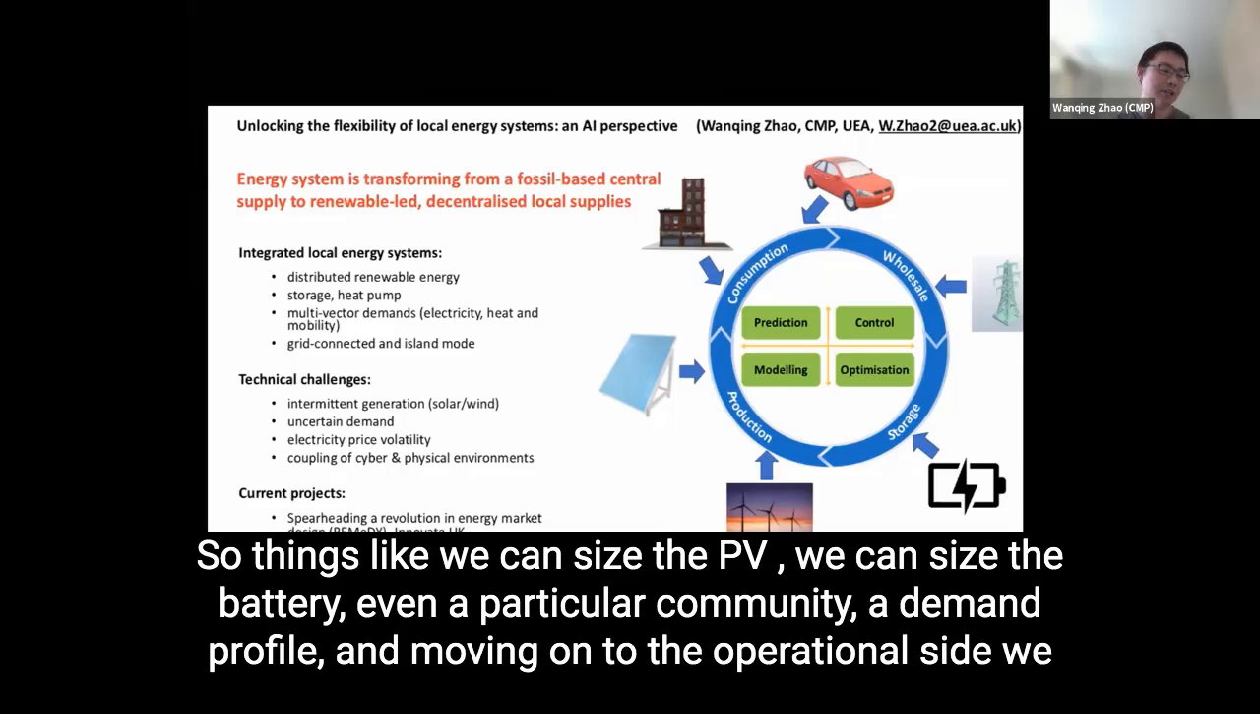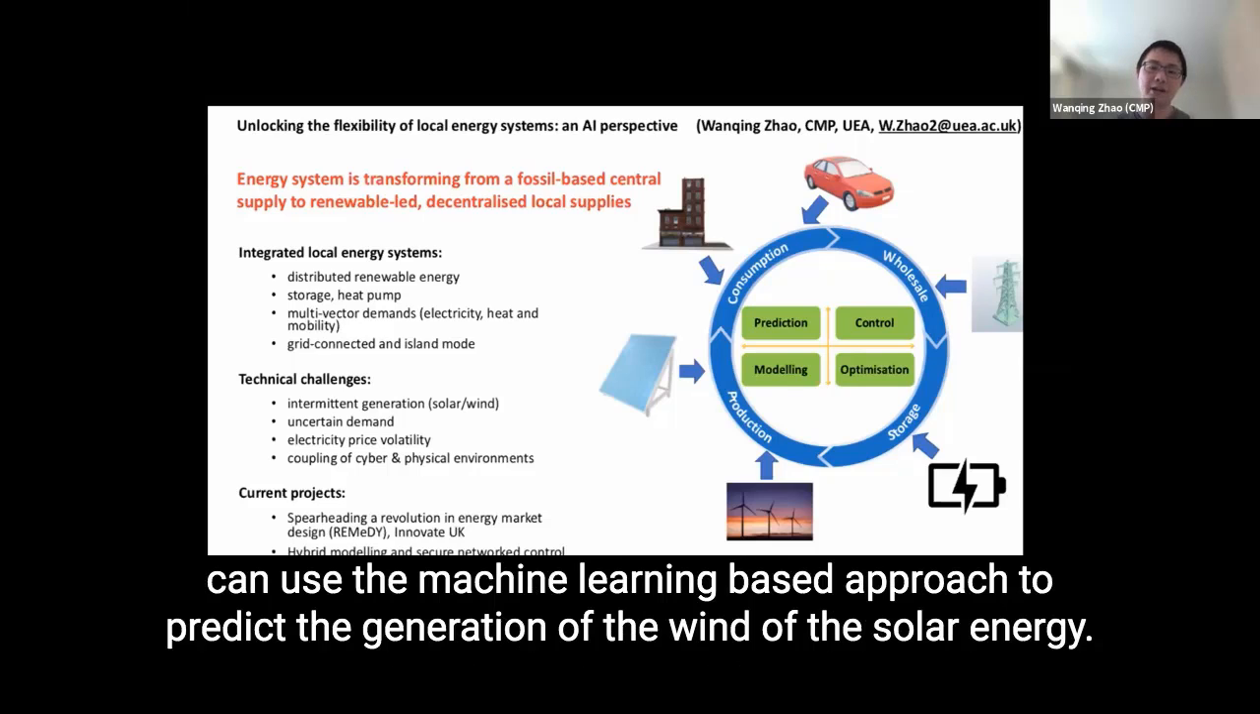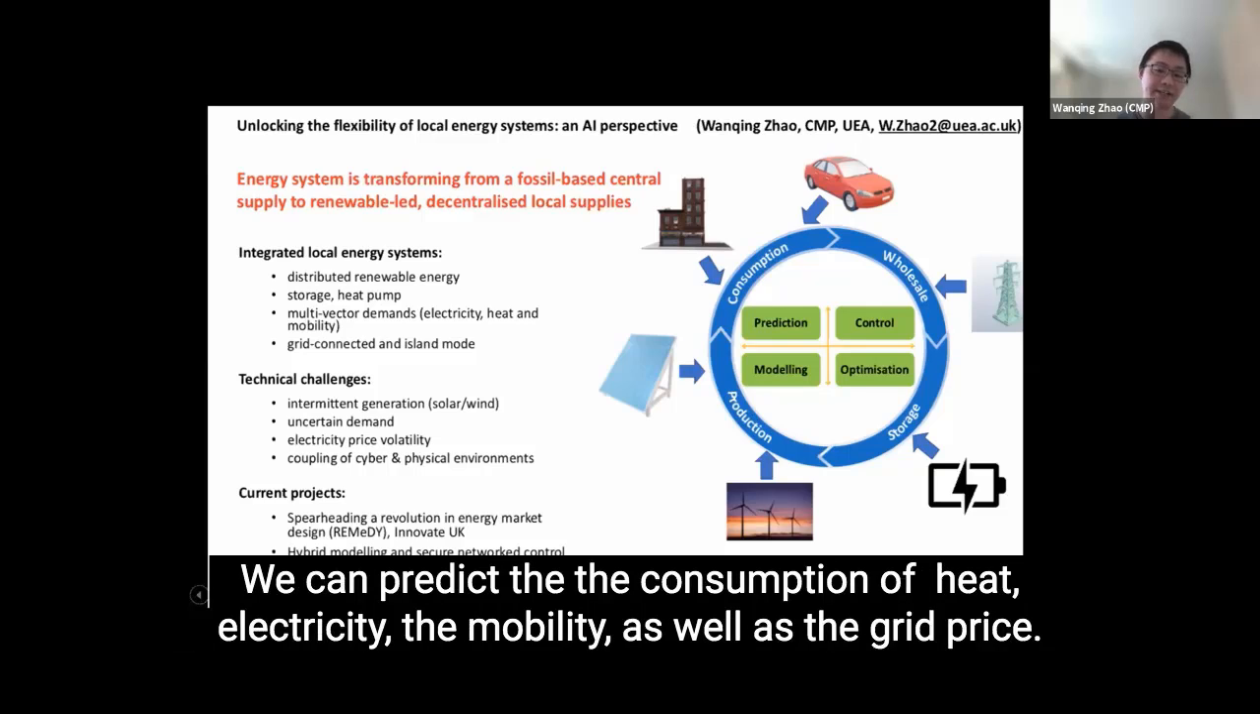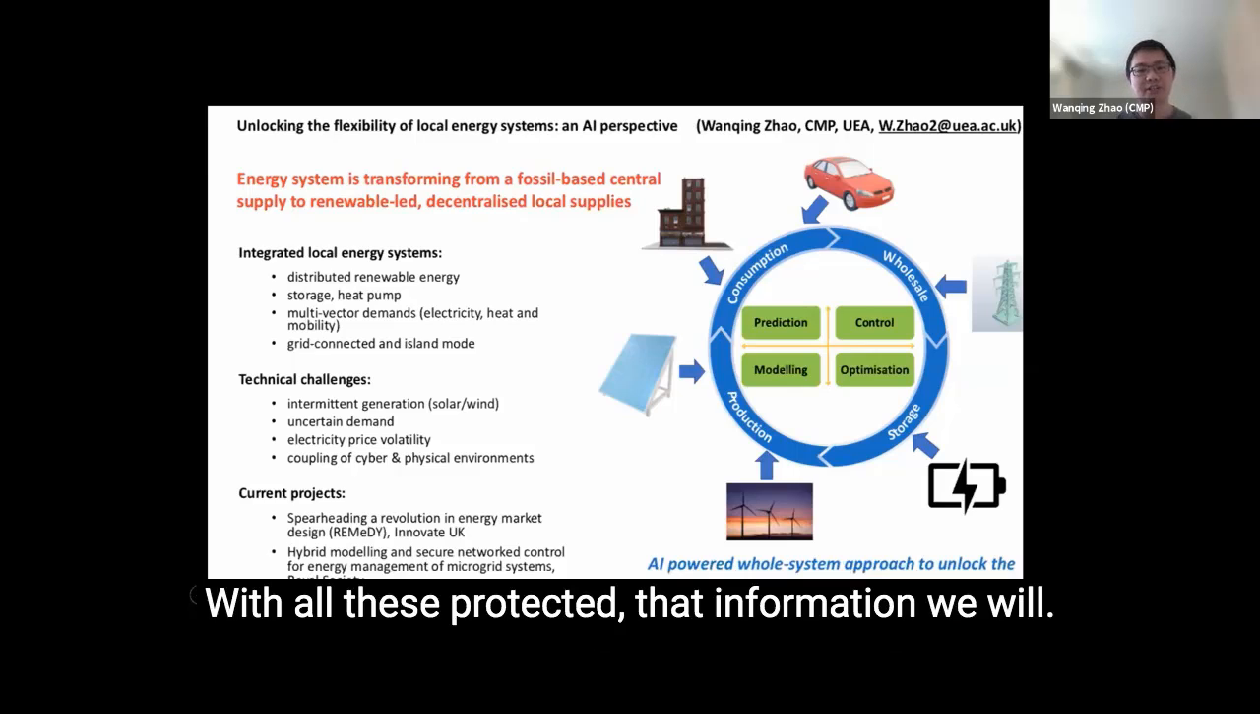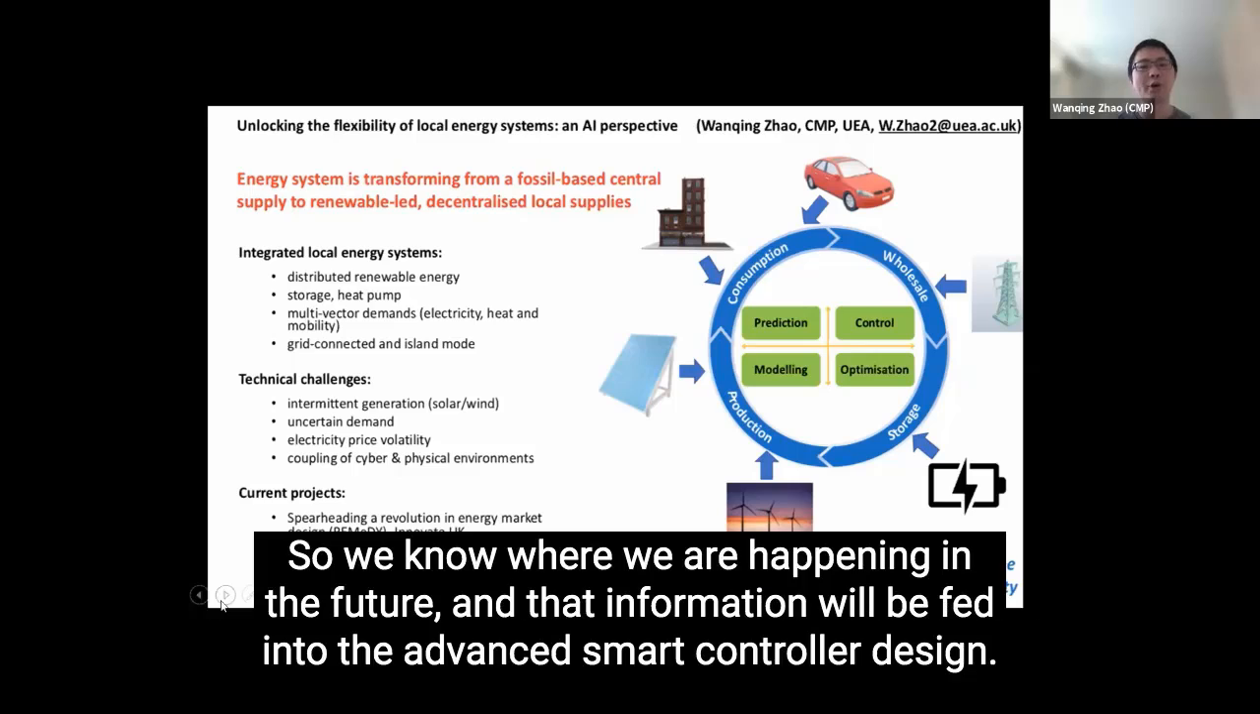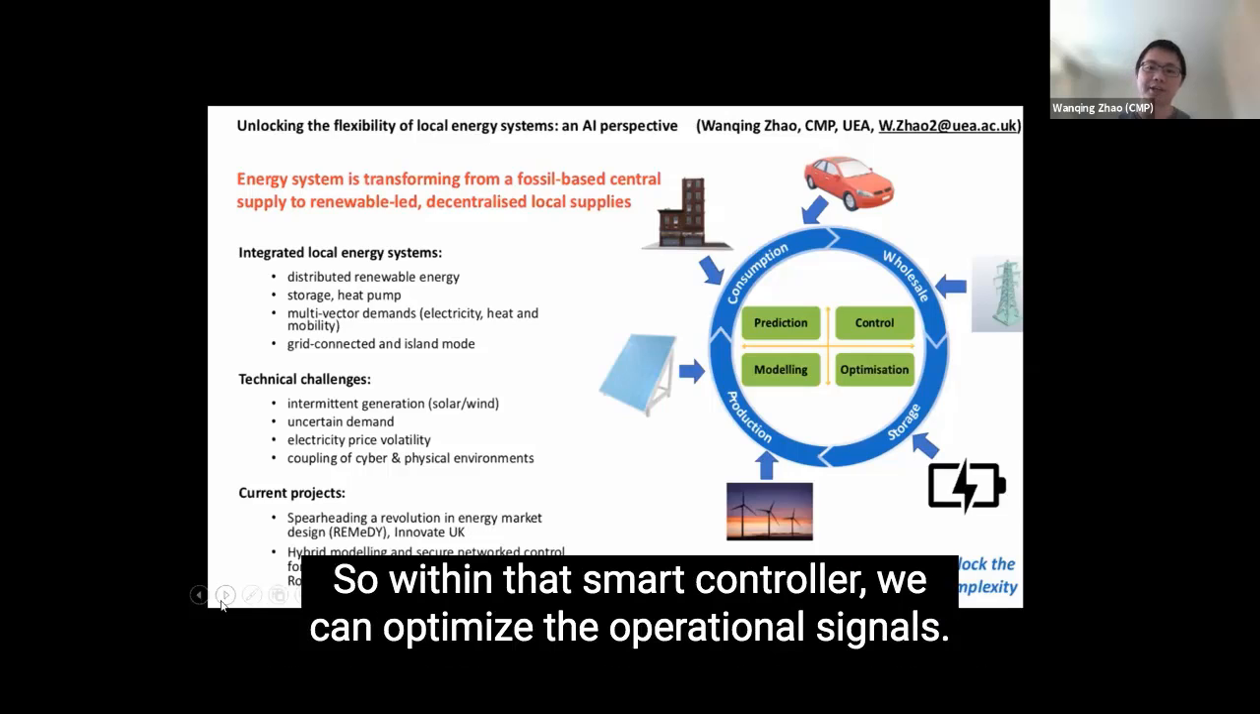And moving on to the operational side, we can use machine learning based approaches to predict the generation of wind and solar energy. We can predict the consumption of heat, electricity, mobility, as well as the grid price. With all this predicted information, we know what will happen in the future, and that information will be fed into the advanced smart controller design. Within that smart controller, we can optimize the operational signals for the energy assets.